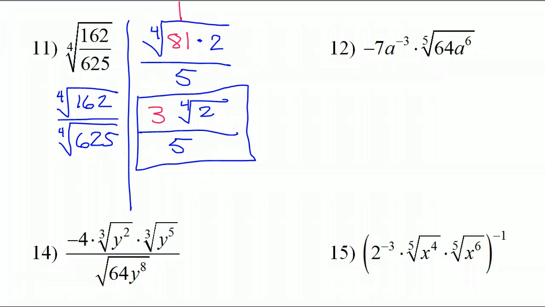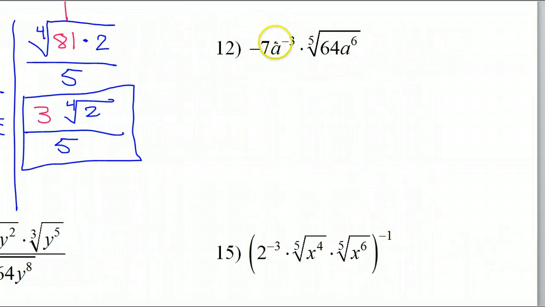Alright, how about number 12? Let's see, what do we have? 64, blah, blah, blah. Alright, I'm just going to leave this alone for a minute. Later on, I'll be dropping that A down, don't you worry. But later. Let's deal with simplifying this.